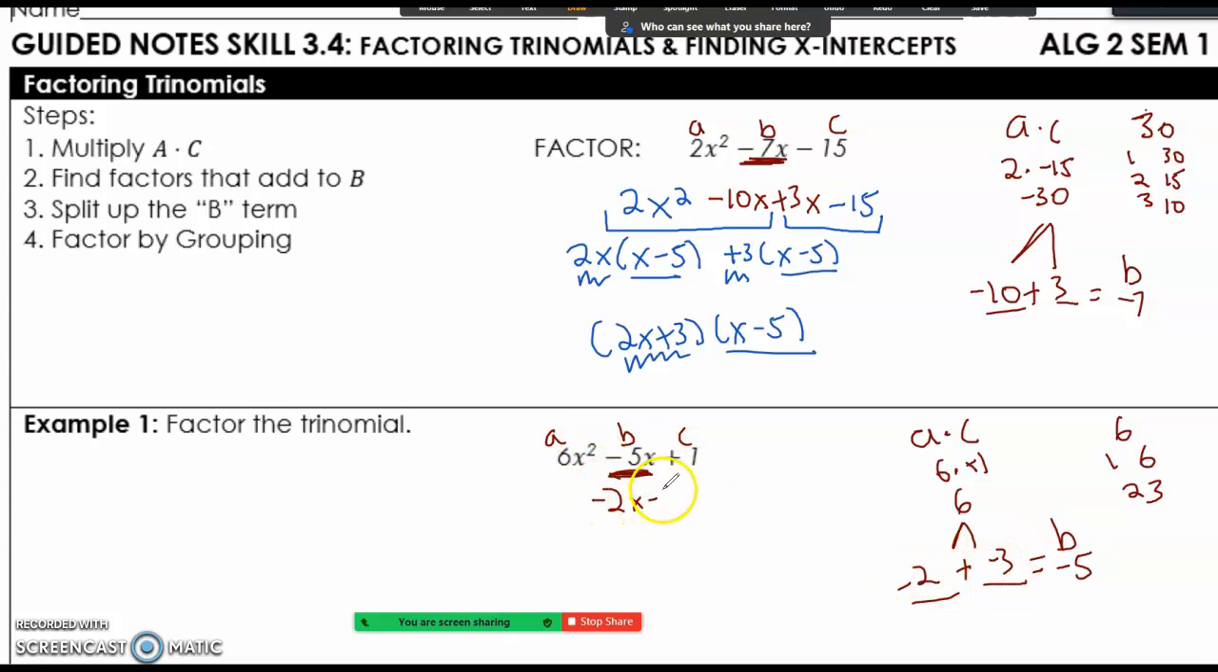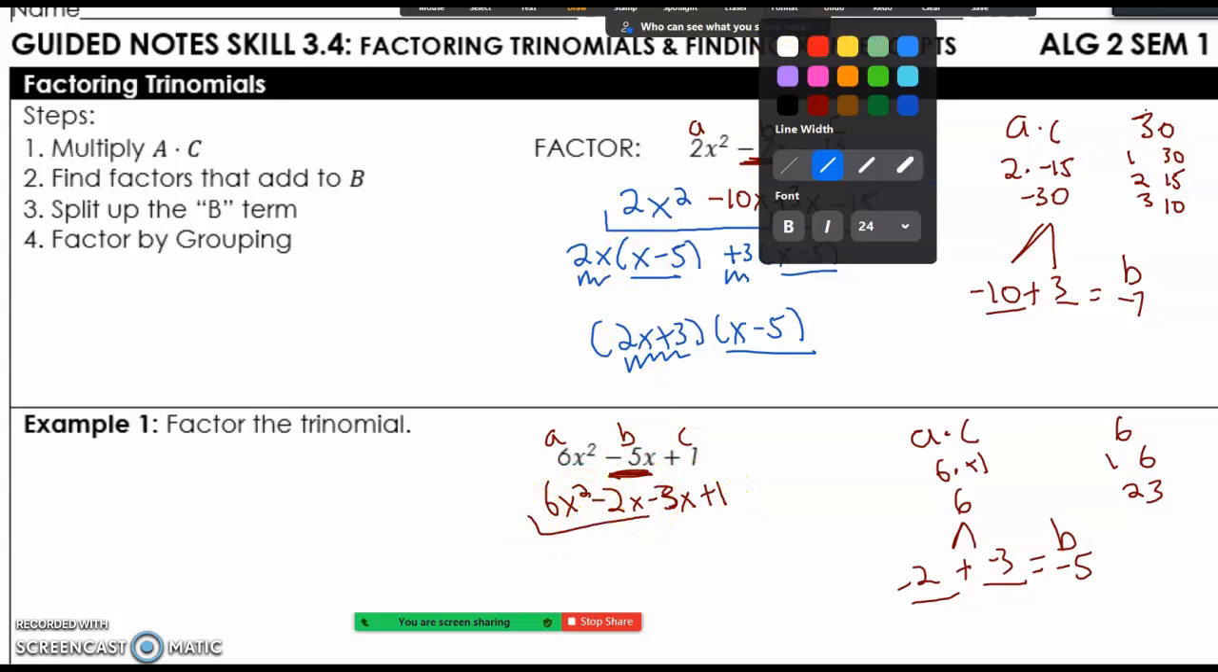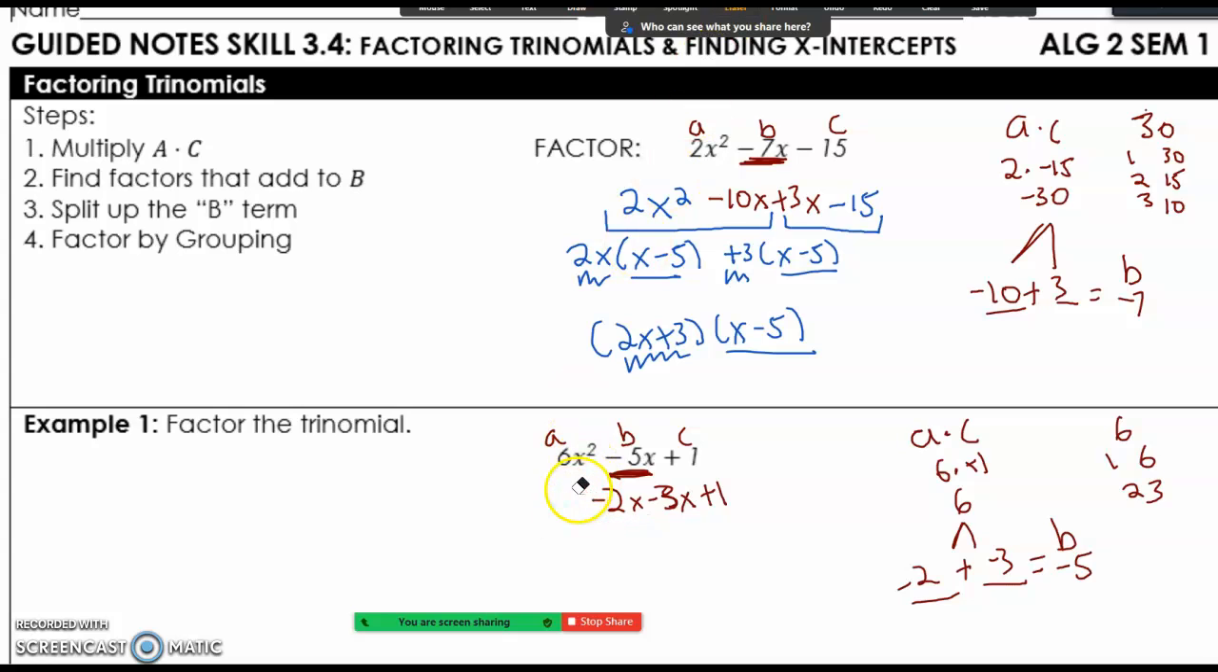So I'm saying that negative 5x is the same as negative 3x minus 2x. Oh, sorry. I forgot to switch my colors back. Forgive me.